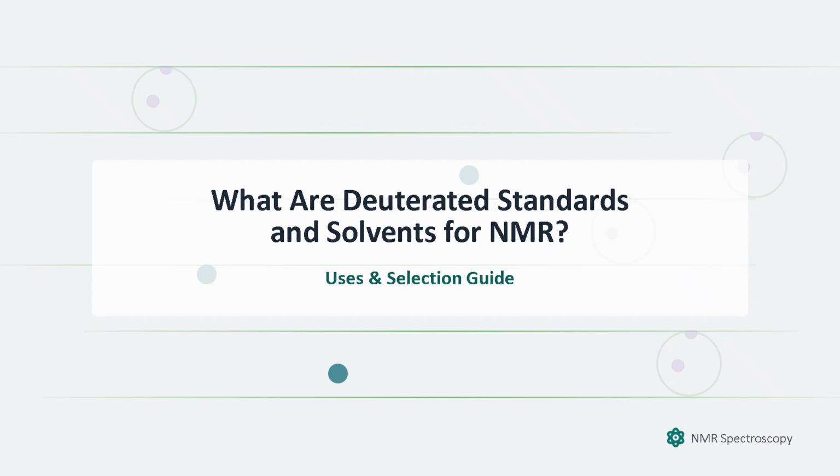Let's start with a couple of simple but powerful questions. Why doesn't the solvent peak completely ruin every proton NMR spectrum? And why did one compound, TMS, become the universal ruler for chemical shifts? The answers lie with two quiet but essential components of NMR spectroscopy: deuterated solvents and deuterated standards.